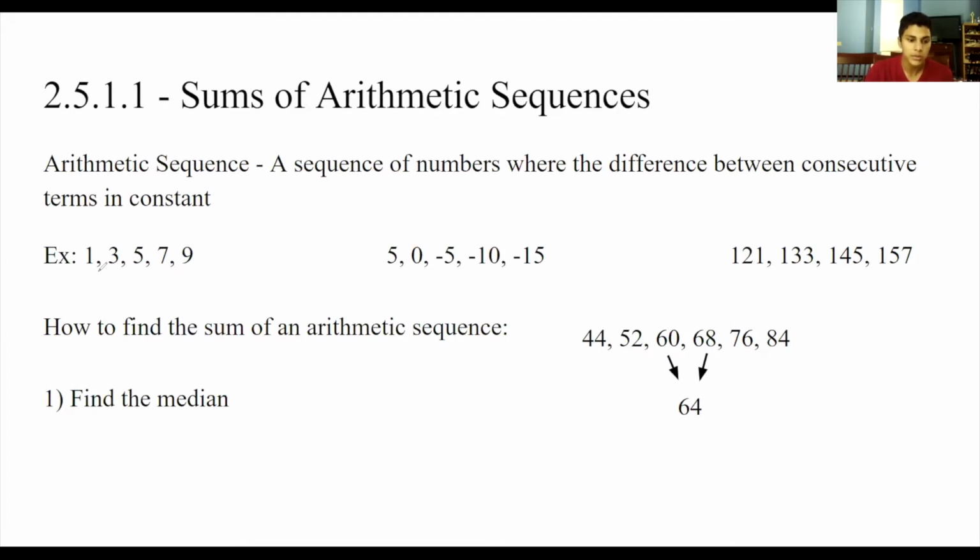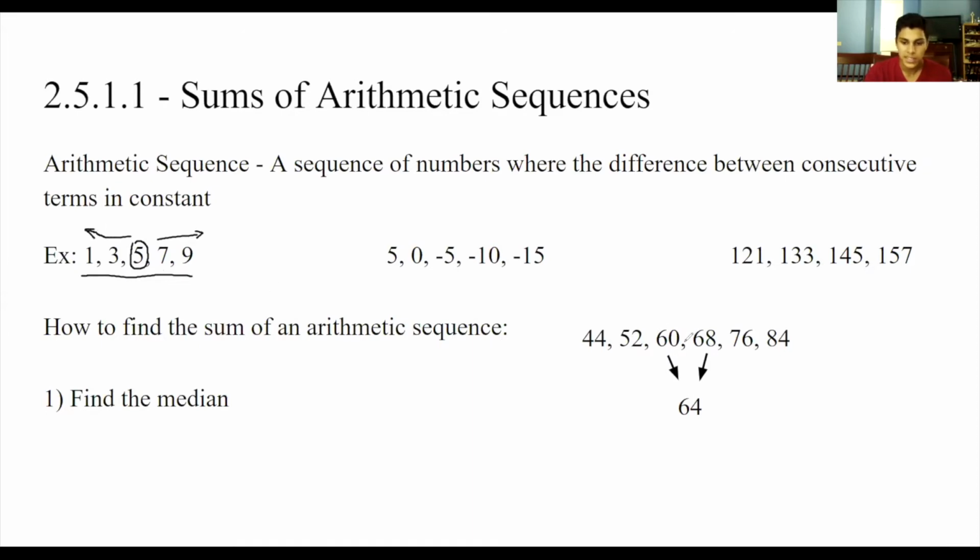So I'm actually going to use this one as an example because it's a little bit easier to understand because it has an odd number of terms. The number that's right in the middle is 5 because 5 has 2 terms to the right and 2 terms to the left, which makes 5 the most middle number in the sequence.